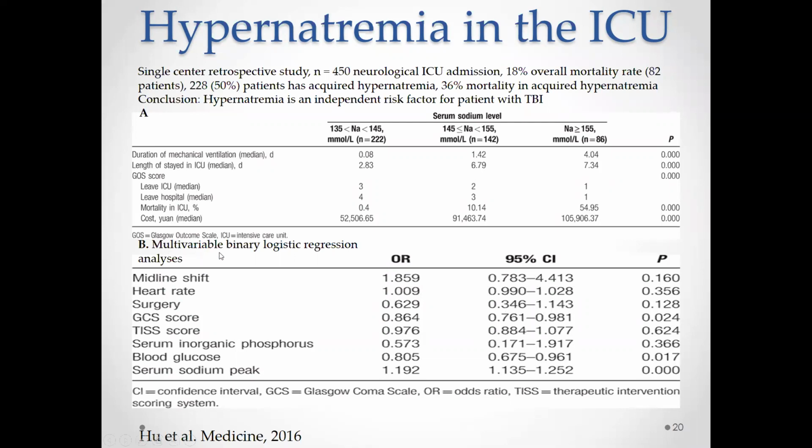Down here, B is a multivariable binary logistic regression. And they concluded that we can use the GCS score as well as the serum sodium peak, which for this study is 147, to be an indicator of mortality. We can see here those are the two factors that are statistically significant.